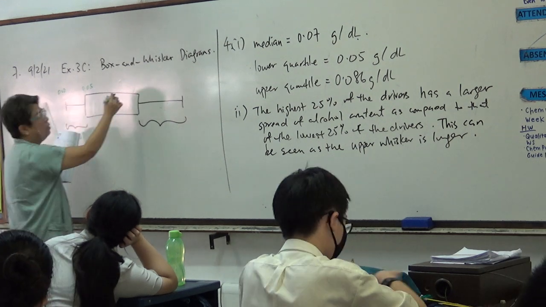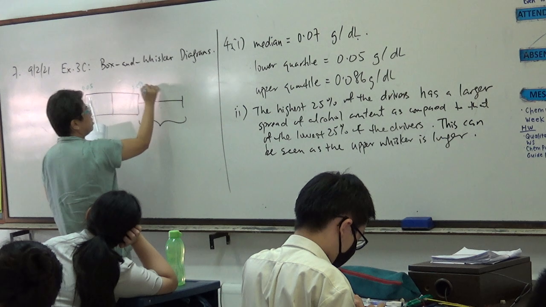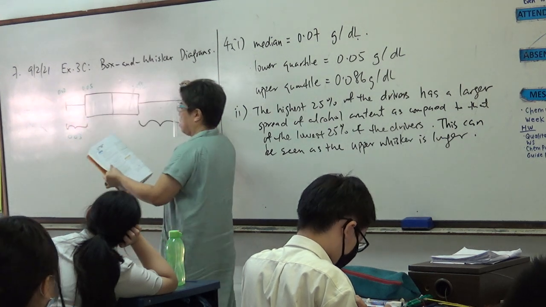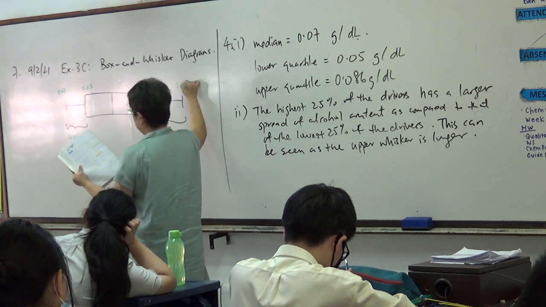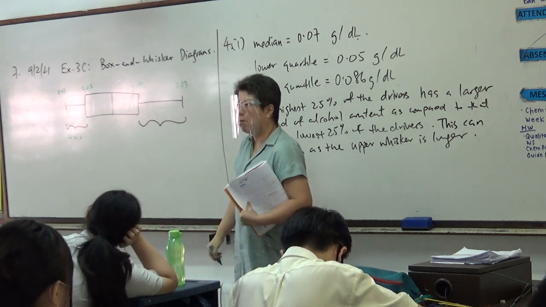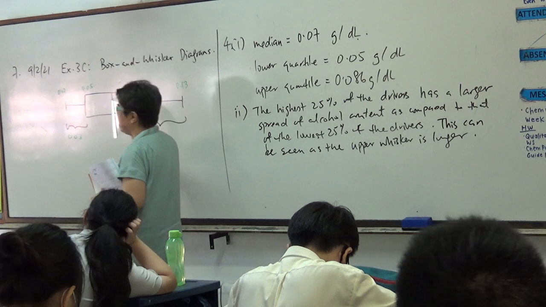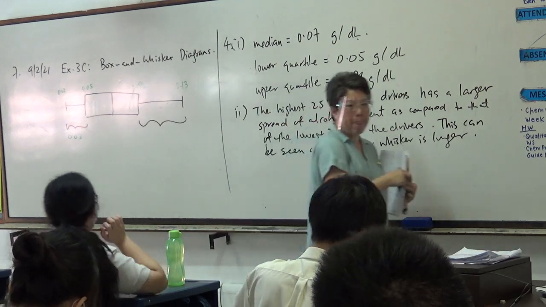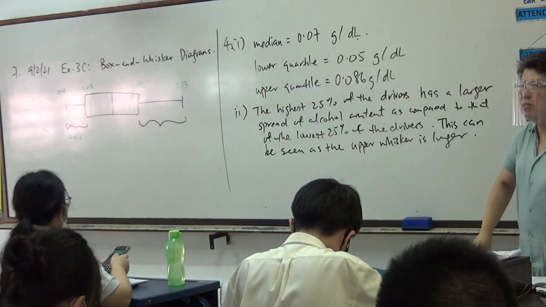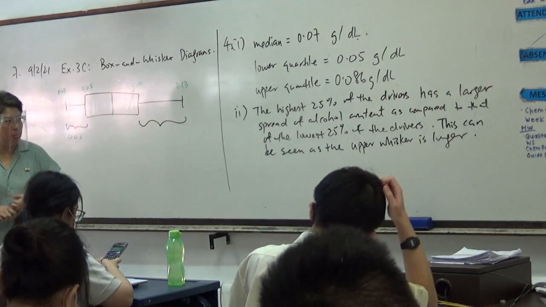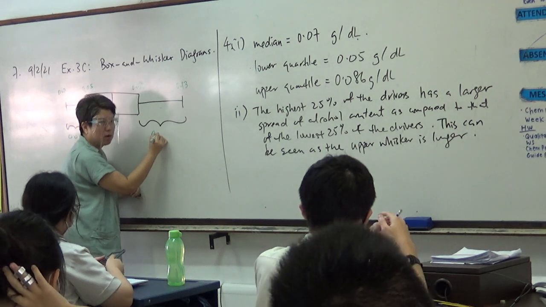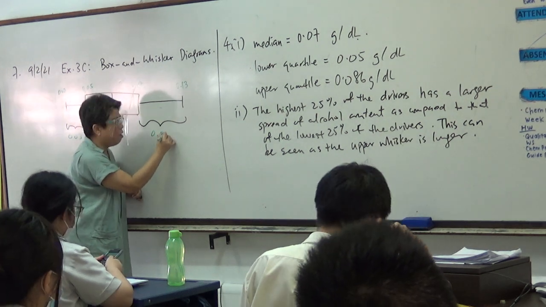Look at the upper quartile, it's 0.086. What is the maximum here? Some here, 0.13, right? What would you take? 0.13 minus this. What's the answer? 0.13 minus 0.086. What's the answer? 0.0144.